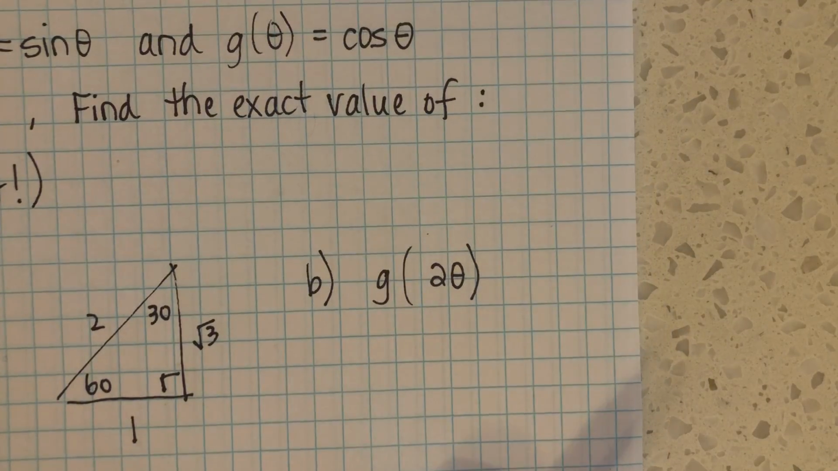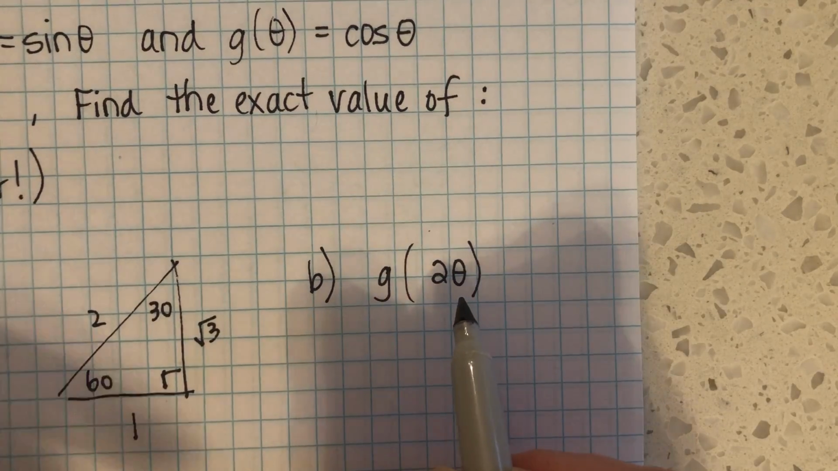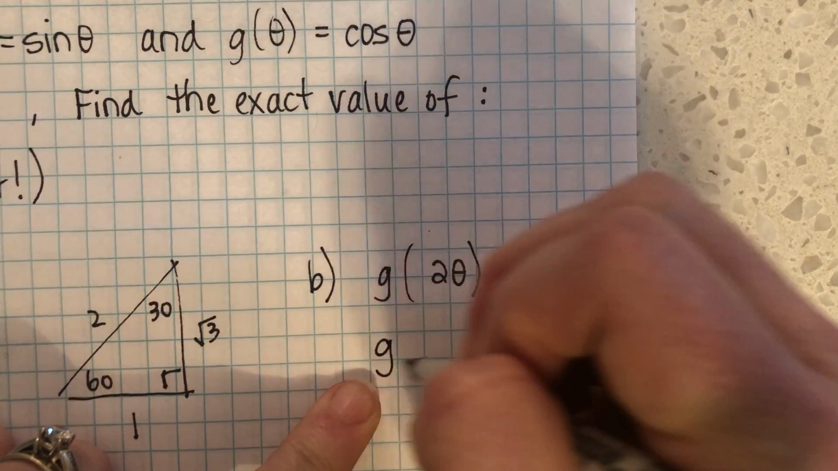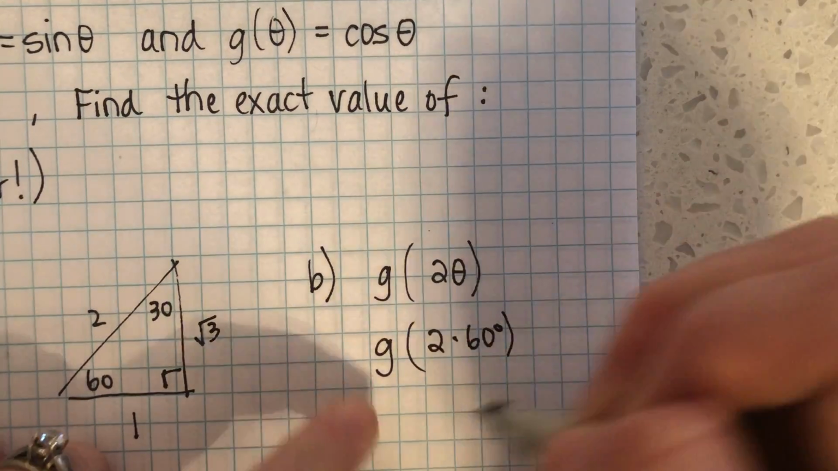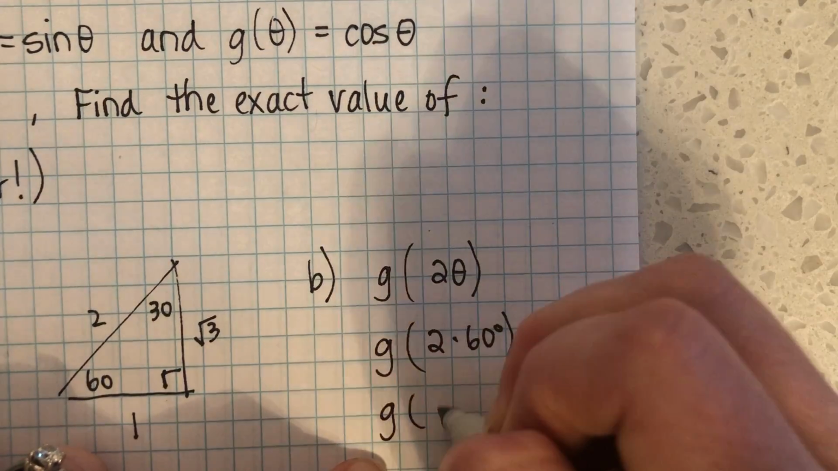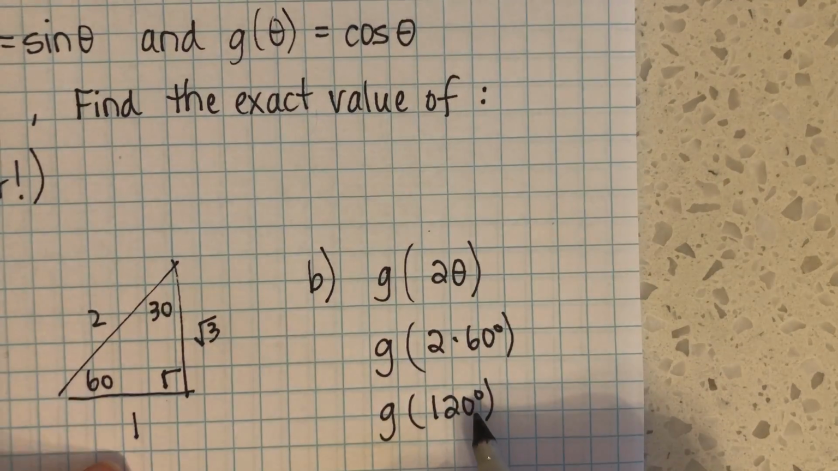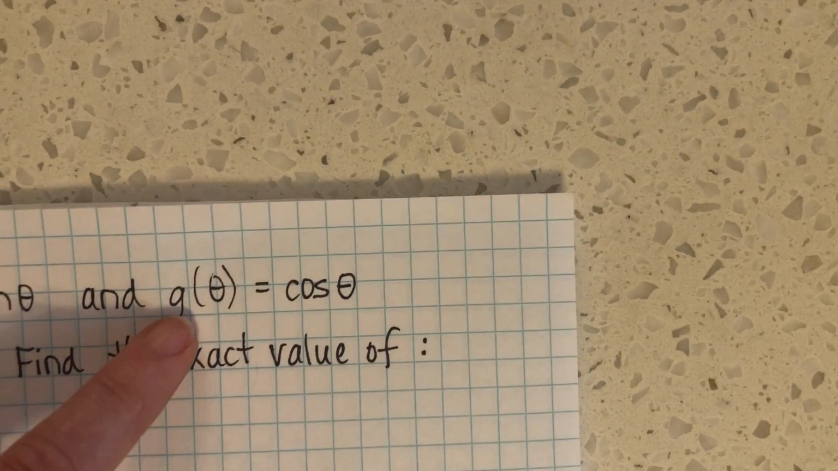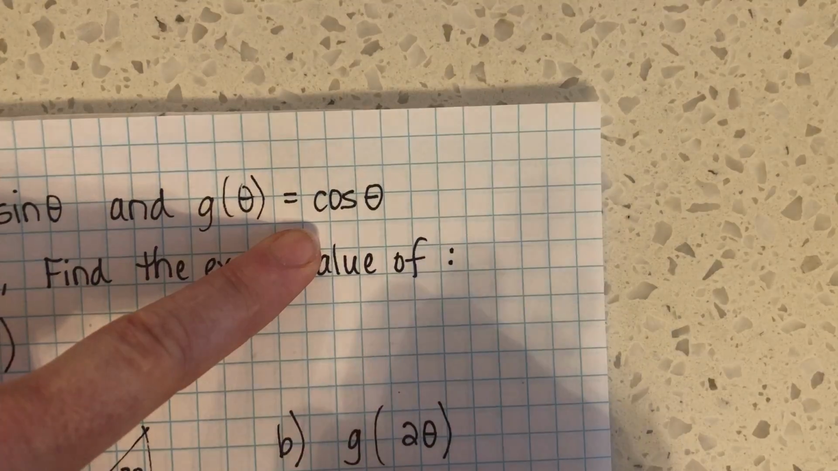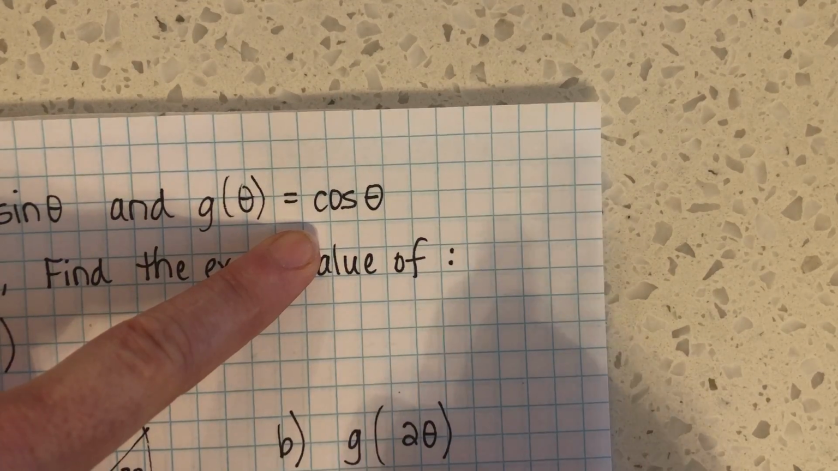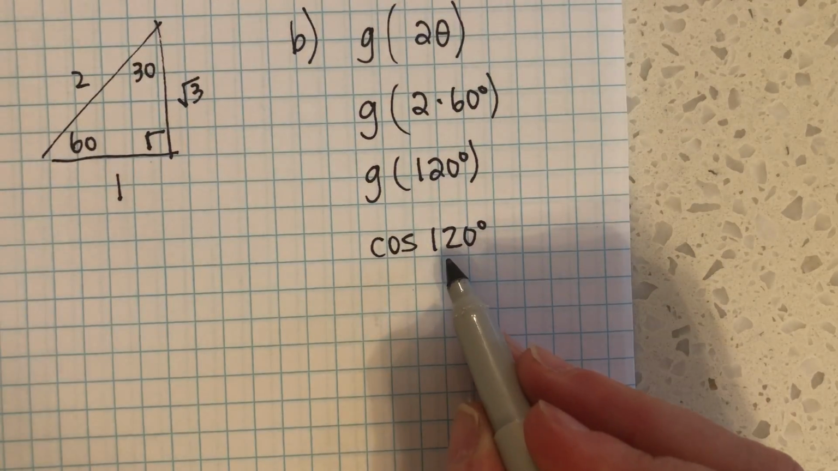Okay, look at this one. What is g of 2 times theta? Well, they already told us that theta is 60 degrees. So that's really g of 2 times 60 degrees, which is g of 120 degrees. So g of 120 degrees means that you are plugging 120 degrees into the cosine function. So really that is the cosine of 120 degrees.